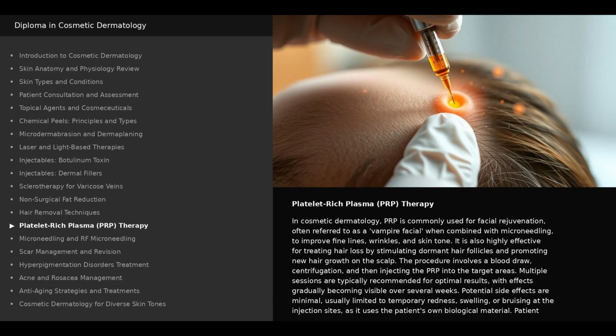Potential side effects are minimal, usually limited to temporary redness, swelling, or bruising at the injection sites, as it uses the patient's own biological material. Patient selection and proper sterile technique are paramount for safety and efficacy.